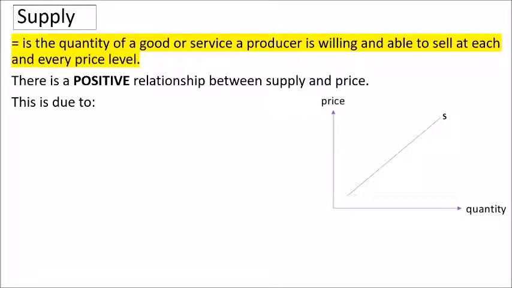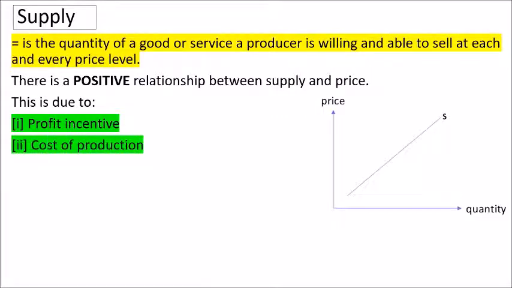You also need to be aware of why this is the case. Pause the video and see if you can write down the 3 reasons why there's a positive relationship between price and quantity supplied. The first one is the profit motive. As prices increase, due to perhaps an increase in demand, producers will be incentivized to supply more to the market to gain more revenue and therefore profit. So that's the first reason.